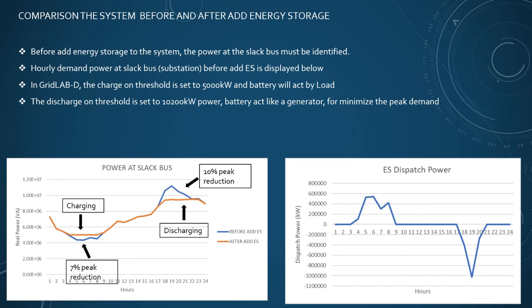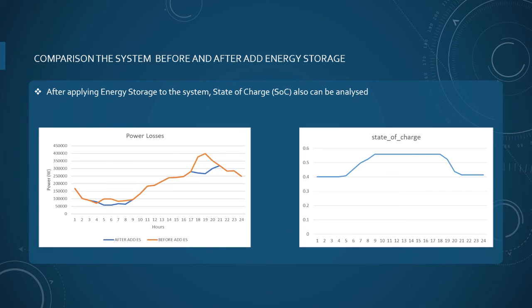This is the blue color. Then after that, in GridLAB-D, the charge-on threshold is set to 5000 kilowatts, and the battery will act as a load, and the discharge-on threshold is set at 10200 kilowatts, where the battery acts like a generator to minimize the peak demand. After adding storage to the system, SOC can also be analyzed. For the SOC, it is important that when the energy storage is discharging, it must be at or near 0.4 to make sure that the system can be used for the next day.